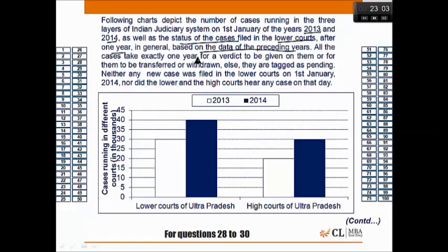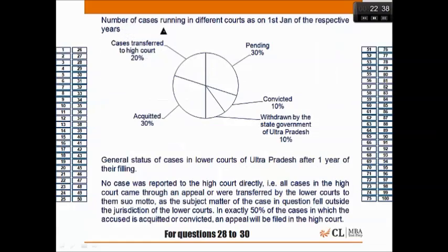So on 1st of January 2014, how many are pending? It takes 1 year. Neither any new case was filed in the lower court on 1st of January 2014, nor did any higher court receive a case. So all this pending came from the previous year. The number of cases running in different courts as on 1st of January of the respective years: 20%, 30%, 10%, 10%, 30%.